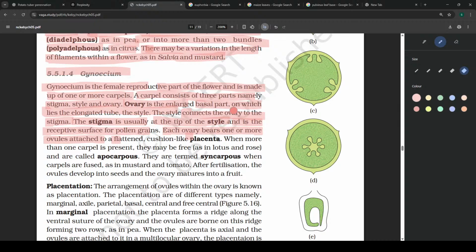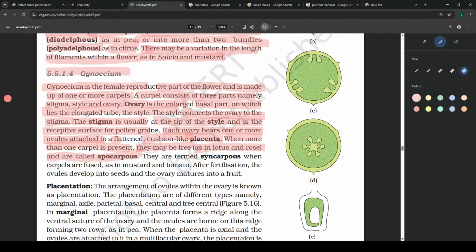Okay, let's start after the basic information. Each ovary bears one or more ovules attached to a flattened cushion-like placenta. Inside the ovary, there are ovules. Where these ovules are, that we will see. Ovules are attached to a flattened cushion-like structure. This structure is what we call a placenta.